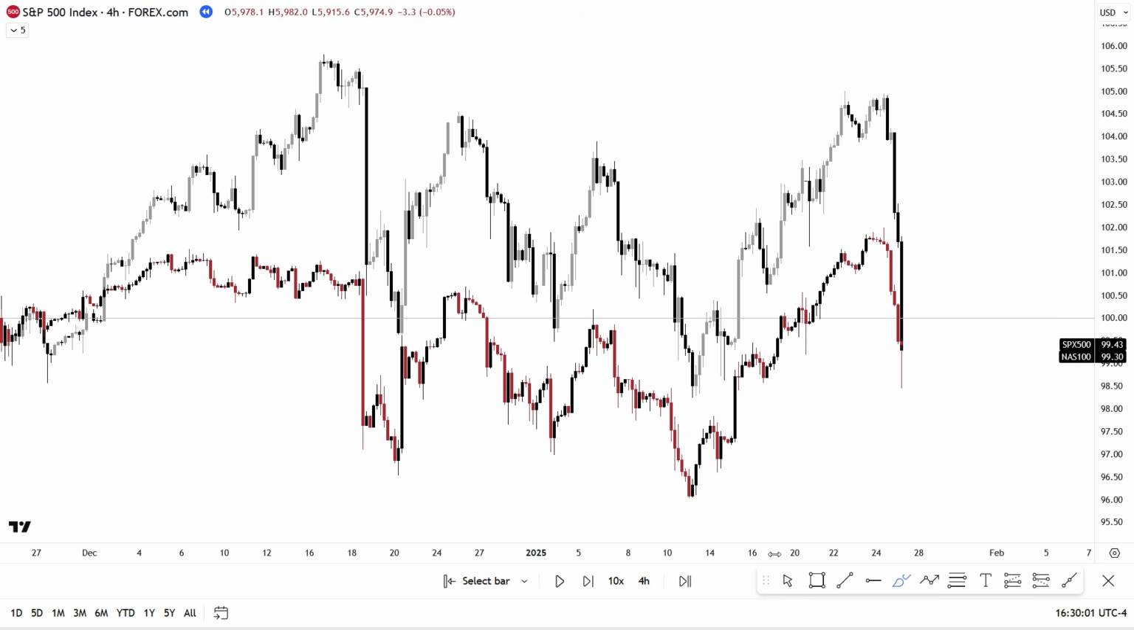So here we have SPX 500, and what correlates with SPX 500 is NAS 100. So in black here you have NAS 100 and this is SPX 500. So what do you have here? Here you have price making a higher high, while here you have price making a lower high. So this is divergence.